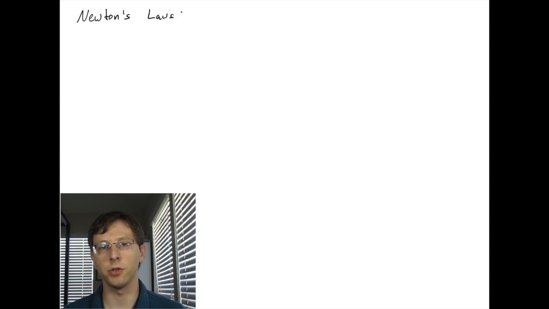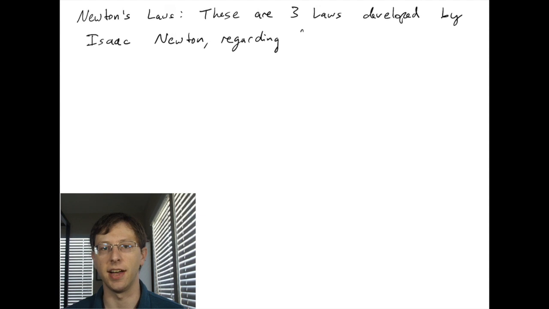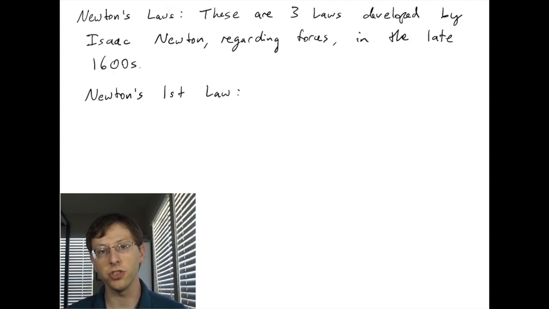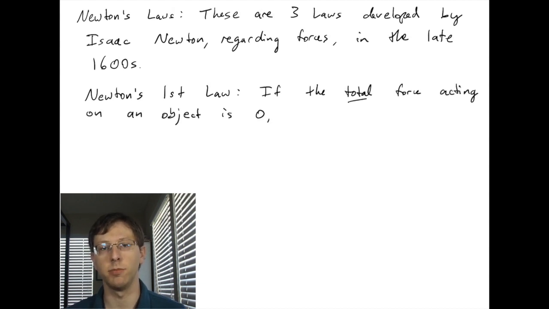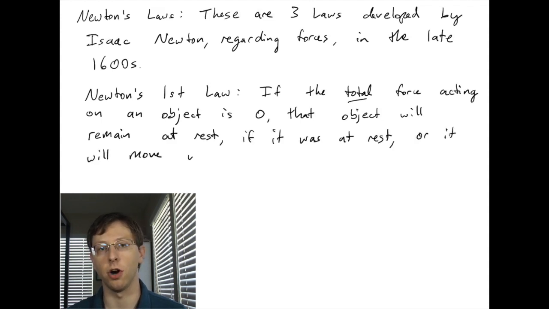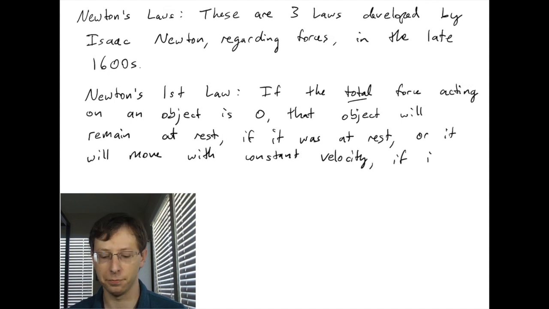In this chapter, we'll also learn about Newton's laws, and these are 3 laws regarding forces that Newton developed in the 1600s. So Newton's first law is if the total force acting on an object is equal to 0, then it will remain stationary if it was already stationary, or it will move with constant velocity if it was moving.